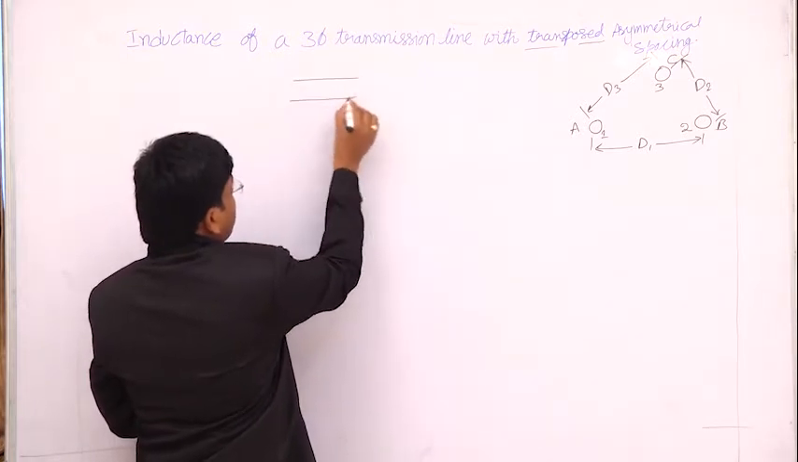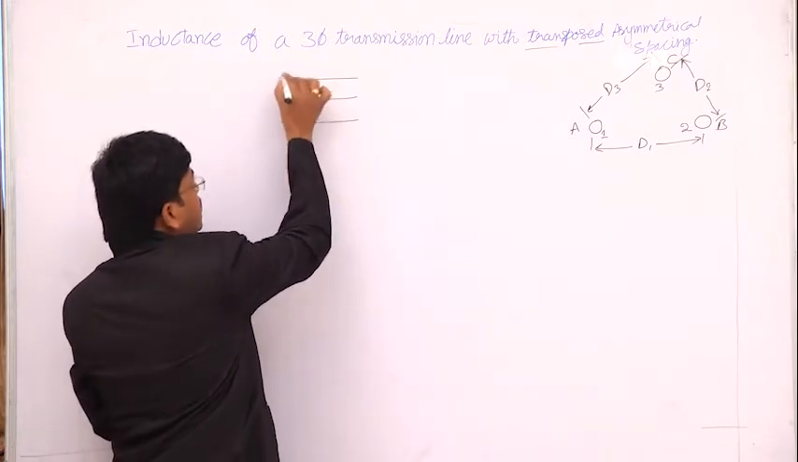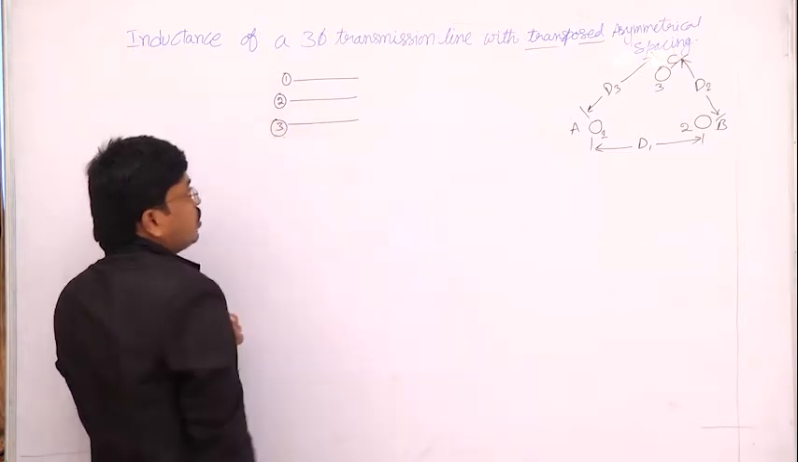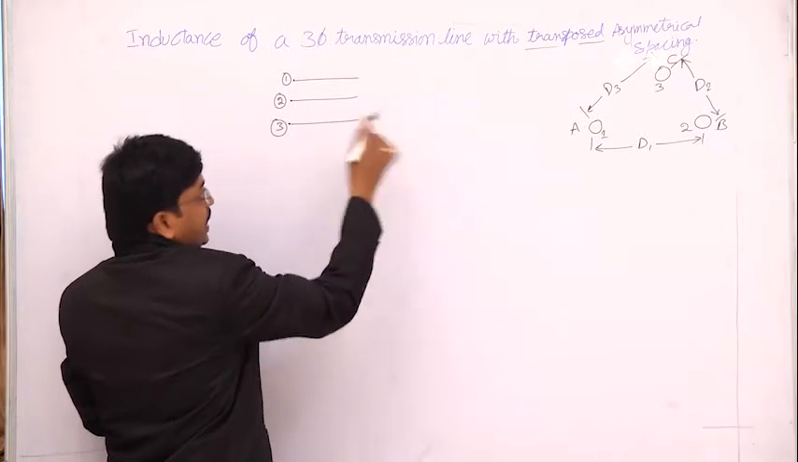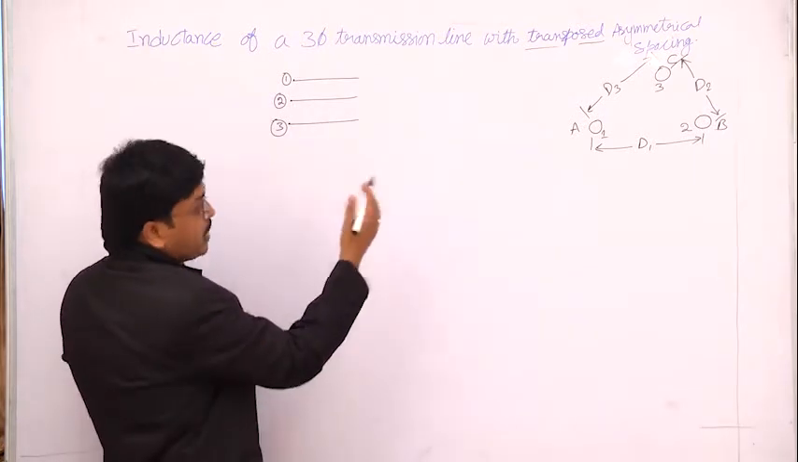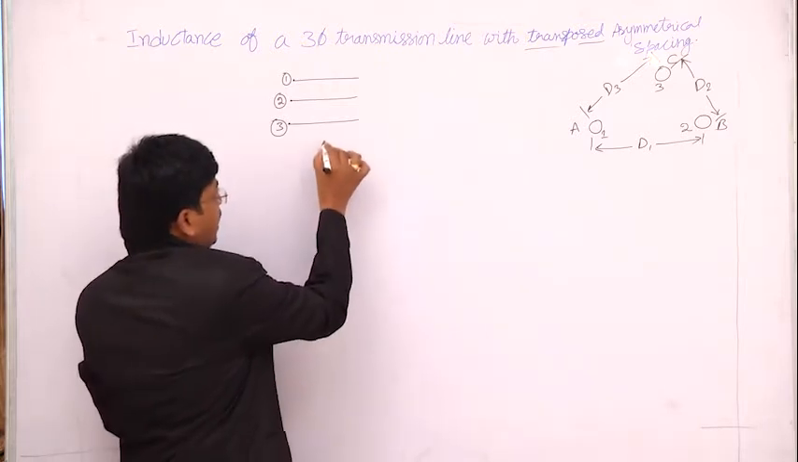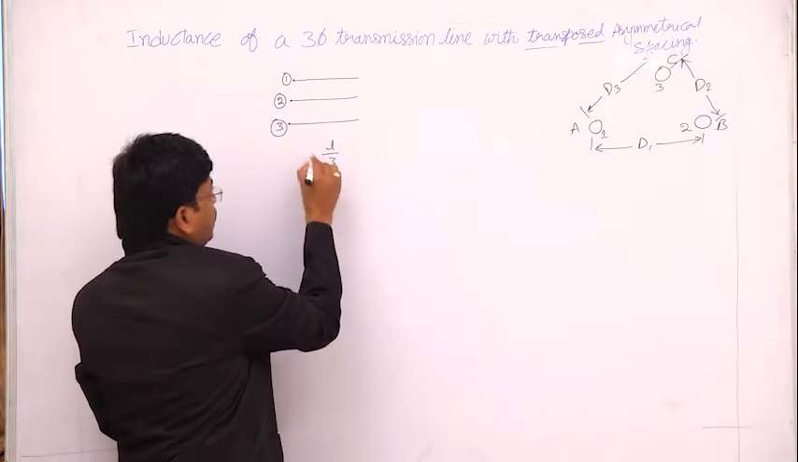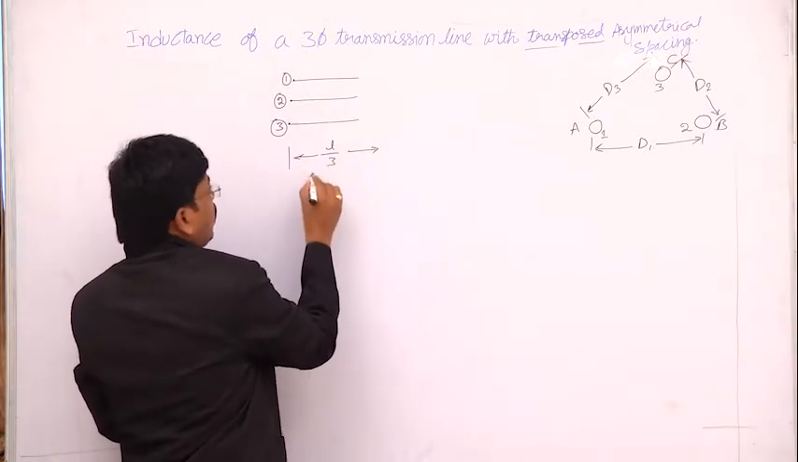For example, there is a three-phase transmission line consisting of position 1, position 2, and position 3. Initially, this is the starting of the line. The entire length of the transmission line is subdivided into three exactly equal parts, each taken as L by 3 length. This is the first section, section 1.